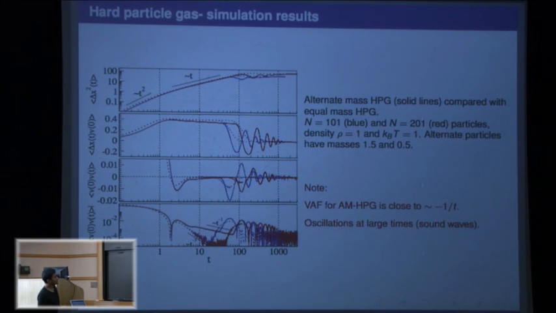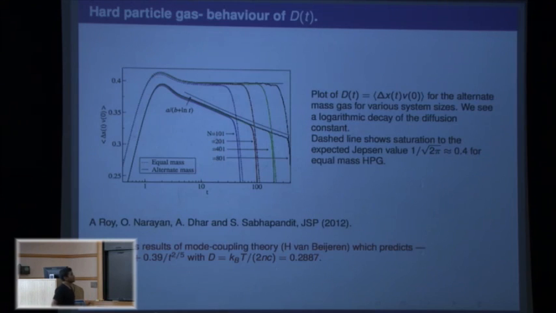So now let's examine this region more carefully. I'll blow this up and also look at larger system sizes. If you blow up this region, we are now doing sizes up to 801, and this is the diffusion constant, and you can clearly see it's going down. This is the equal mass case where it saturates, and this is the value that Jepsen's exact result gives you. So it just goes to that constant, while for the alternate mass case it seems to keep going down.